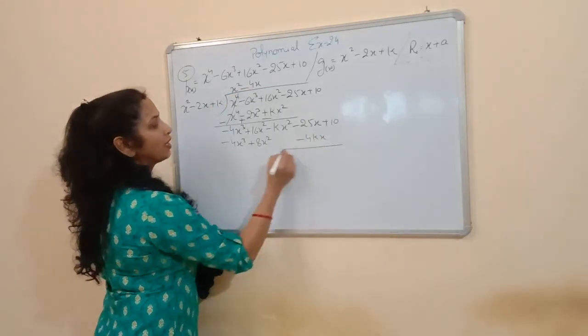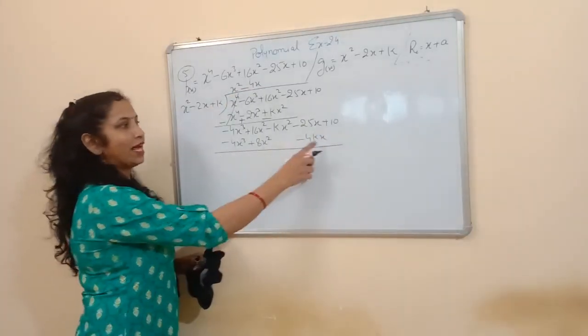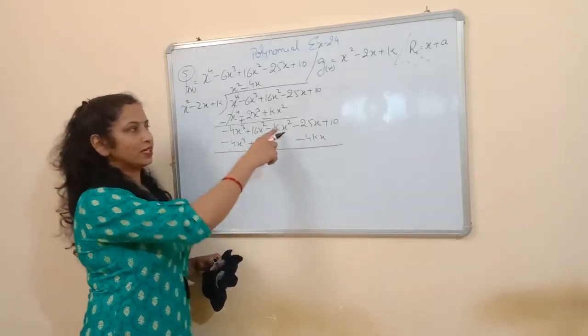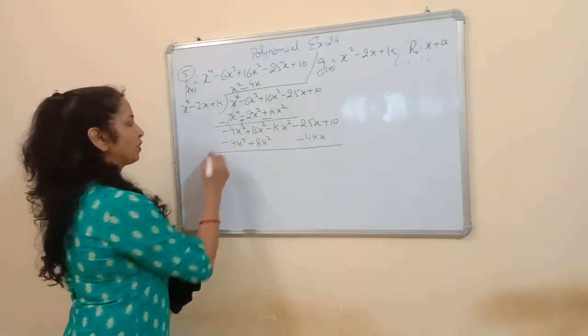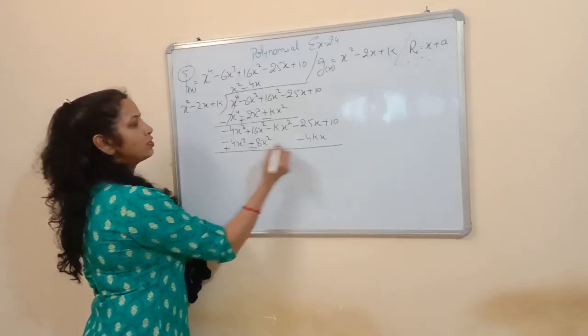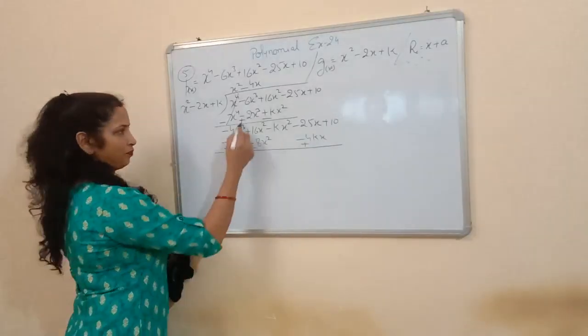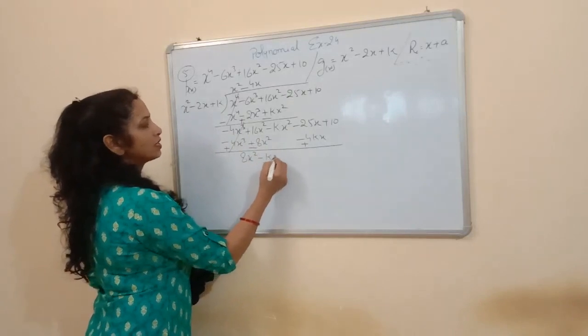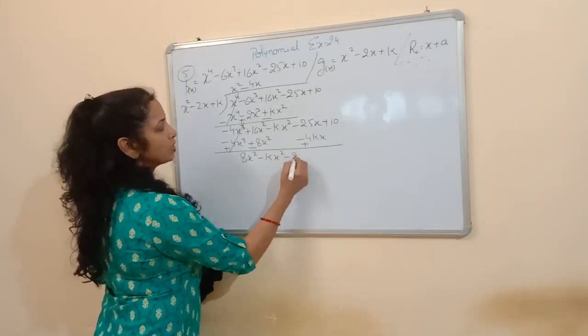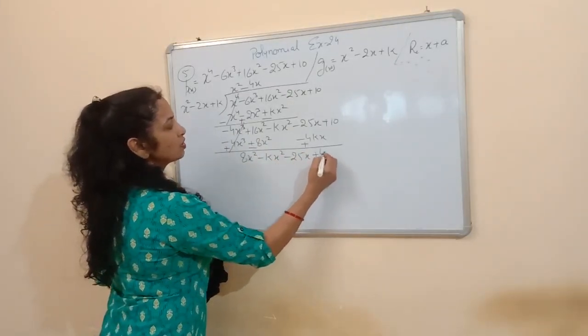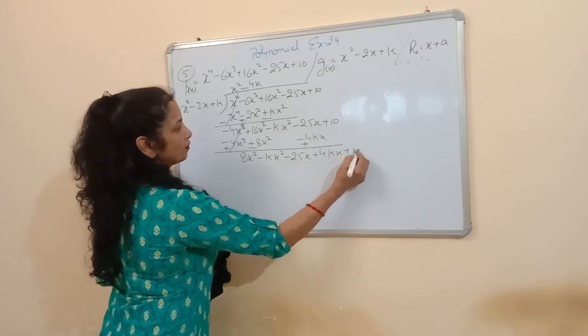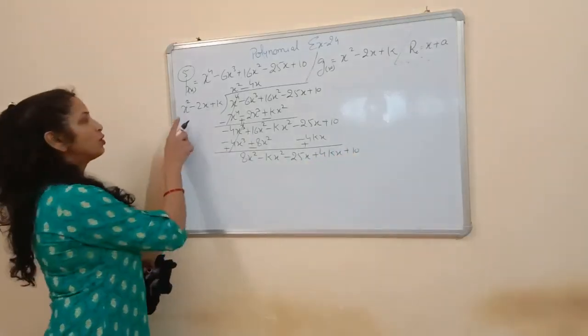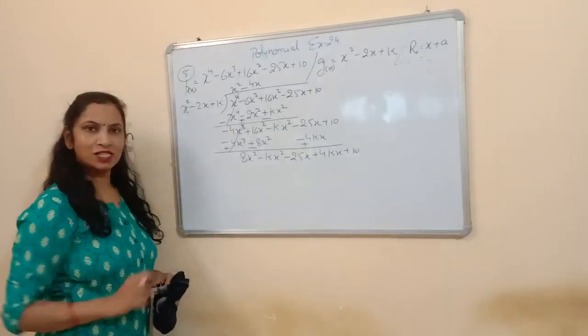Always write the like terms together. Like if there was kx, we will write x with x, not with x squared, okay? Now separate the equation and change the sign, cancel, and we get here 8x square minus kx square, then minus 25x plus 4kx plus 10. Okay, so by which number should you multiply x square to get 8x square?